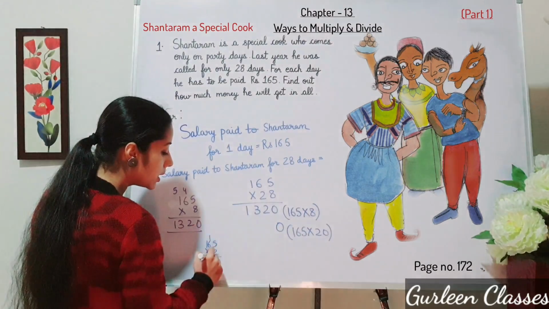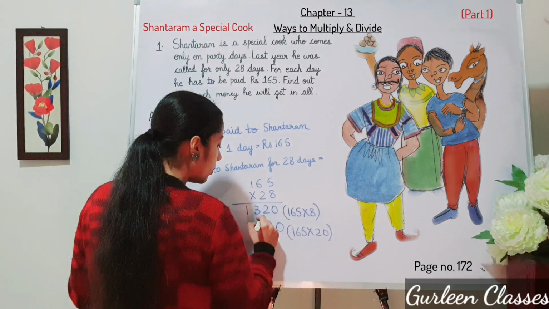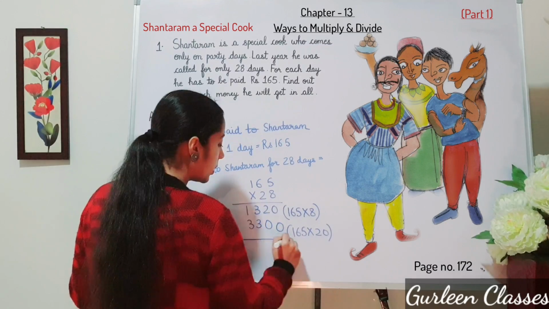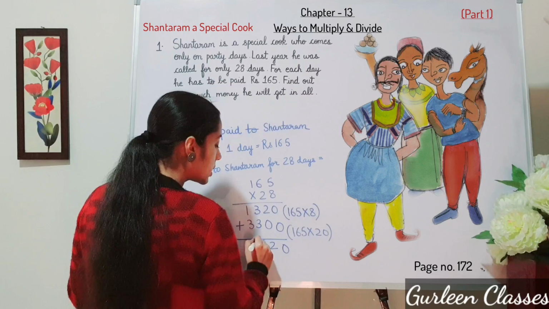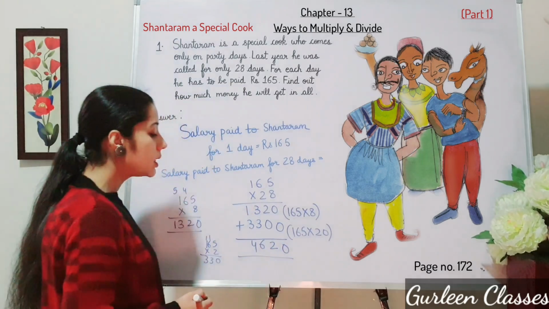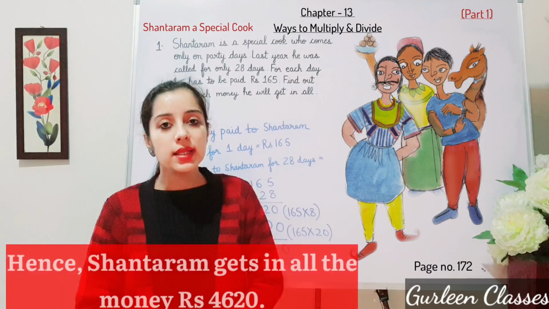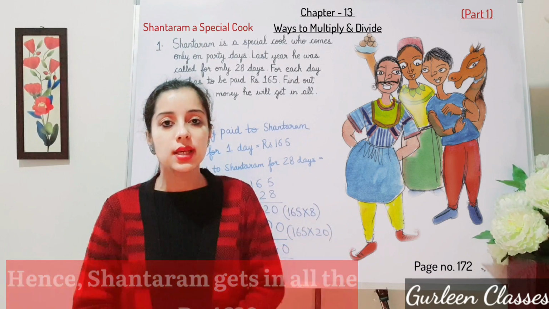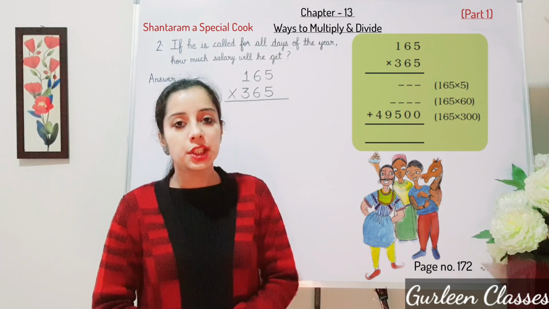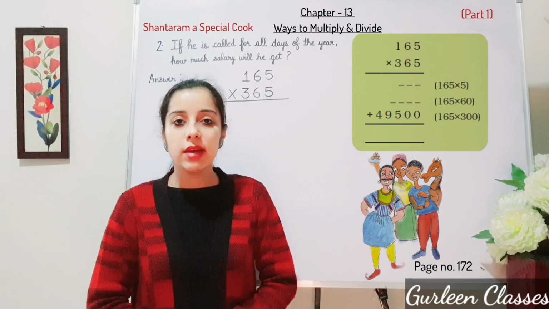Now 0 we will put here. 165 into 2. 5 2s are 10, 6 2s are 12, 13, 2 1s are 2. So right here 0, 3, 3. Now add them 0, 2, 6, 4. So the answer is coming 4620. At last we will write, hence Shantaram gets in all rupees 4620.